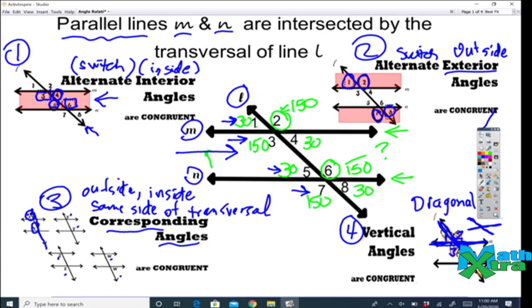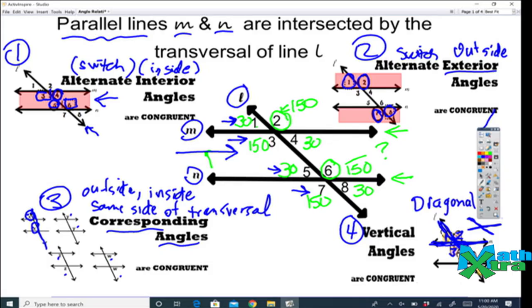Okay, so what do we notice about every angle that I've gone through? Let's look, okay, because it's very important. So when we look at the angle measurements, if I'm talking about alternate interior angles, top left, we said alternate interior angles switch on the inside. So angle 4 and 5 are alternate interior angles, and notice that angle is 30. Angle 3 and angle 6 are alternate interior angles, and notice that angle is 150. Those angles are congruent.